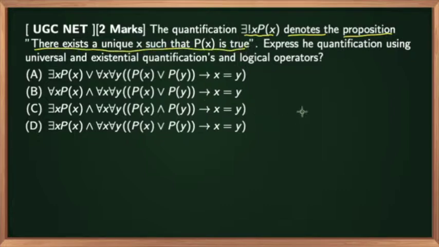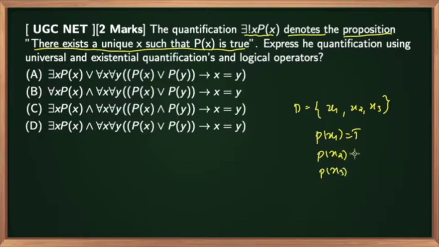Okay, so what it means is that if your domain has, for example, x1, x2 and x3, then if p of x1 is equal to true, then p of x2 and p of x3 both should be false. So exactly one of these should be true. Then only this predicate should evaluate to true, otherwise it should evaluate to false. Now, can we represent the same predicate using the universal and existential quantifiers and logical operators?